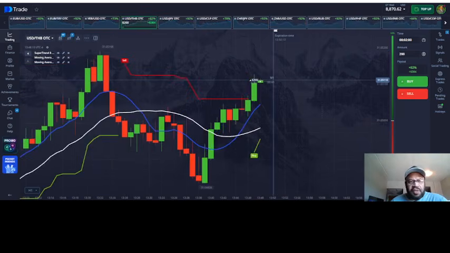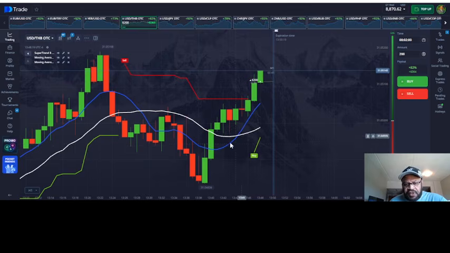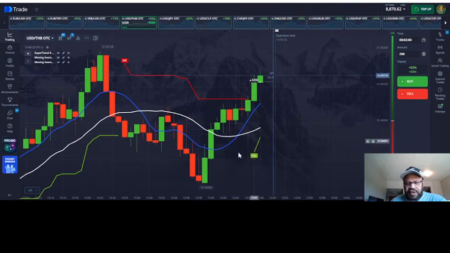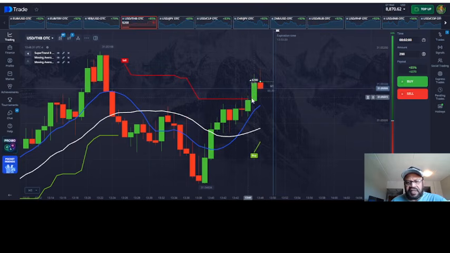Okay, so I'm on the USD THB OTC pair, and I just took a buy trade. The reason I took the buy trade: first there was the cross of the fast SMA and the slow SMA line, and then the SuperTrend indicator printed a buy signal here. But first I waited for this candle to close above this sell signal here. So these confluences suggest a continued bullish move.